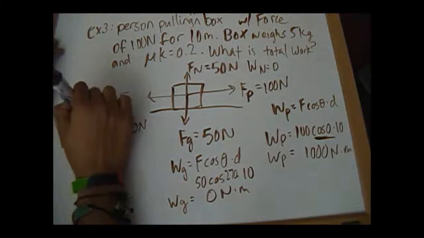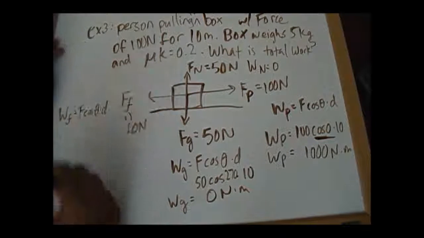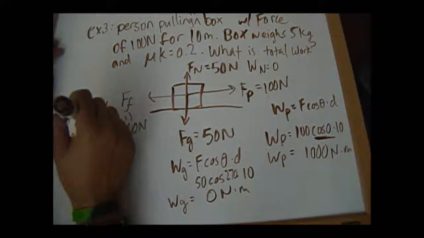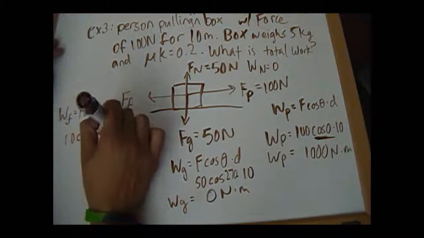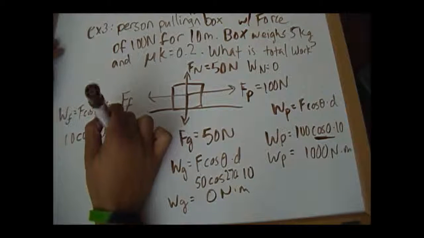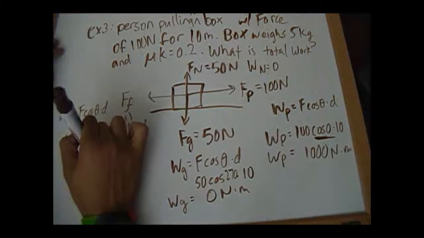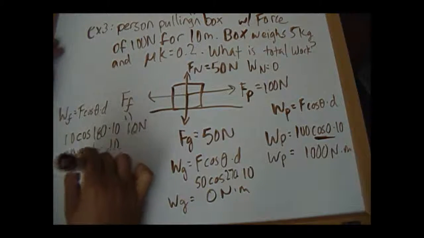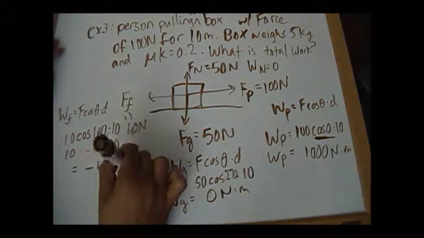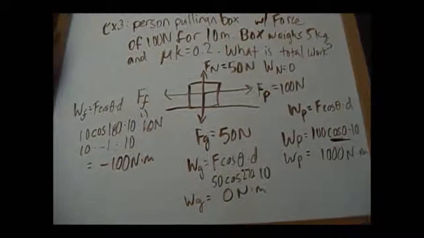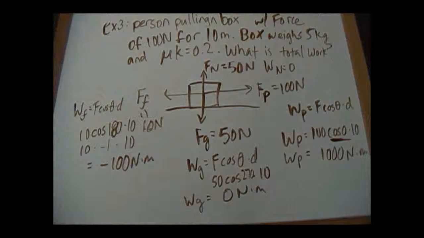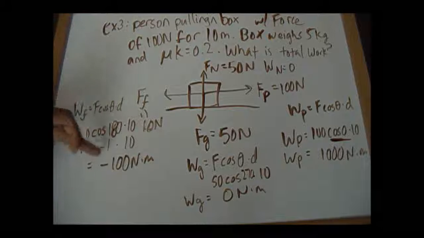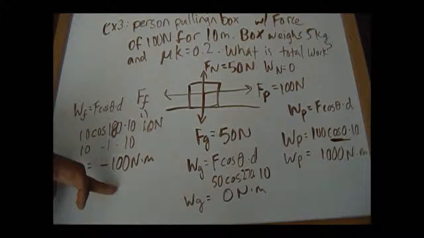is going to be F cosine theta times D, right? F is going to be 10 cosine. Let's see, cosine 180 is going to be -1, I believe, times it by distance, which is 10. So 10 times -1 times 10 equals -100 Newton meter. Okay? Pretty straightforward. So this is 180 degrees if you guys want to see that clearly. Okay? So 10 cosine 180 times 10, so 10 times -1 times 10. Cosine 180 is -1, that's where I got that from. The value you get is -100 newtons per meter.